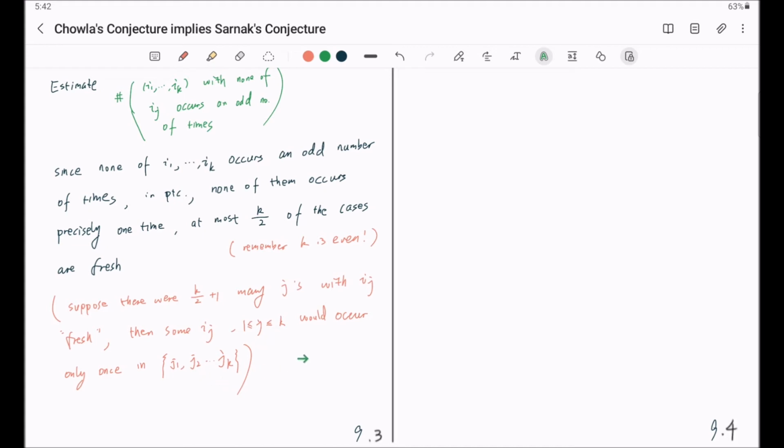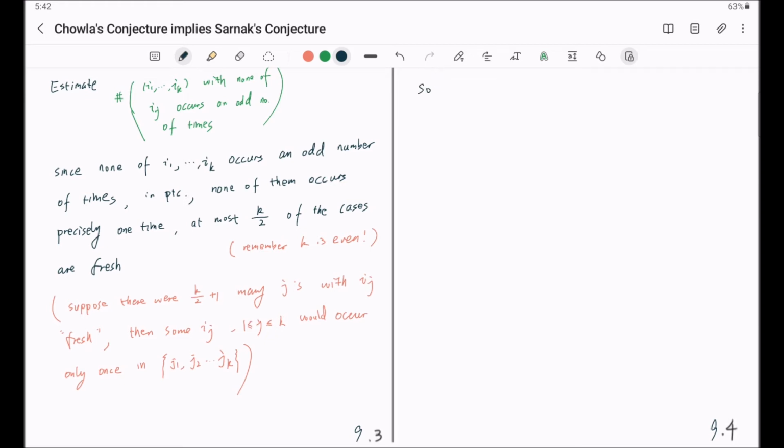By the pigeonhole principle, or basic combinatorics, you know that some i_j have to appear precisely once, which will lead to a contradiction to this assumption.